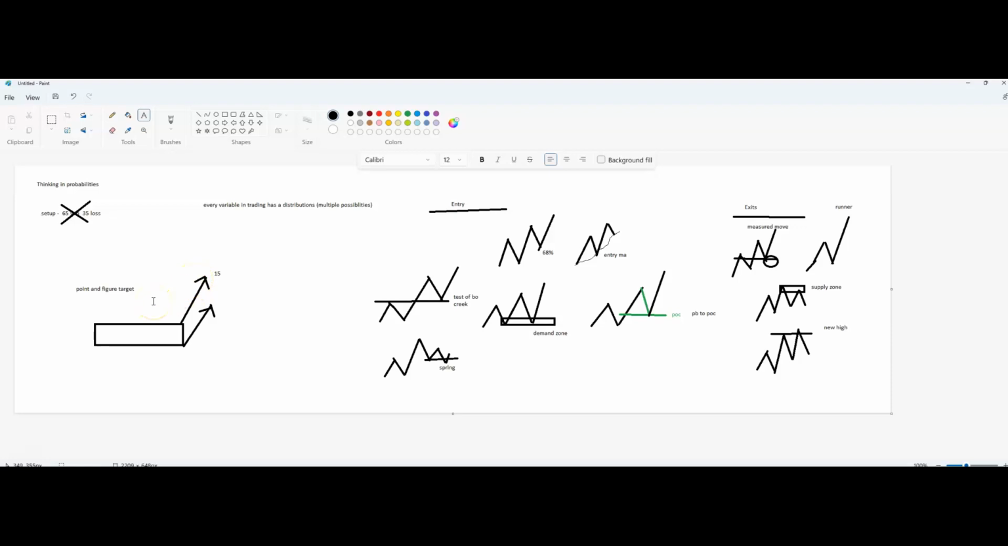So that's the important thing to understand. Many times it will just go to a weekly level. You have a weekly high, it just goes and takes out the weekly high and then stops right there and reverses. So this is what I'm trying to say. Thinking in probabilities must be the foundation of your execution.